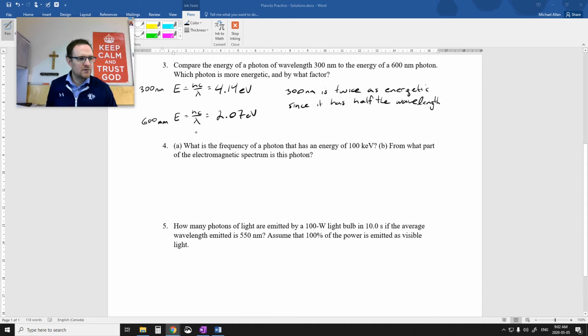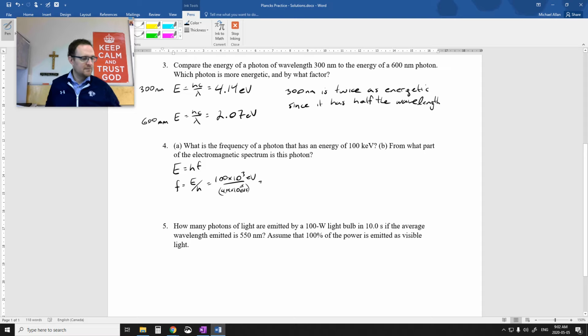What is the frequency of a photon that has an energy of 100 kilovolts? So here's something a little bit larger than usual. What part of the spectrum do you think that's actually from? Okay, so what we want to do is the frequency one. So E is equal to hf, f is equal to E divided by h. And we're in kilo electron volts again, so first I'm going to times it by 10 to the power 3. And then I'm also going to be using the 4.14 number.